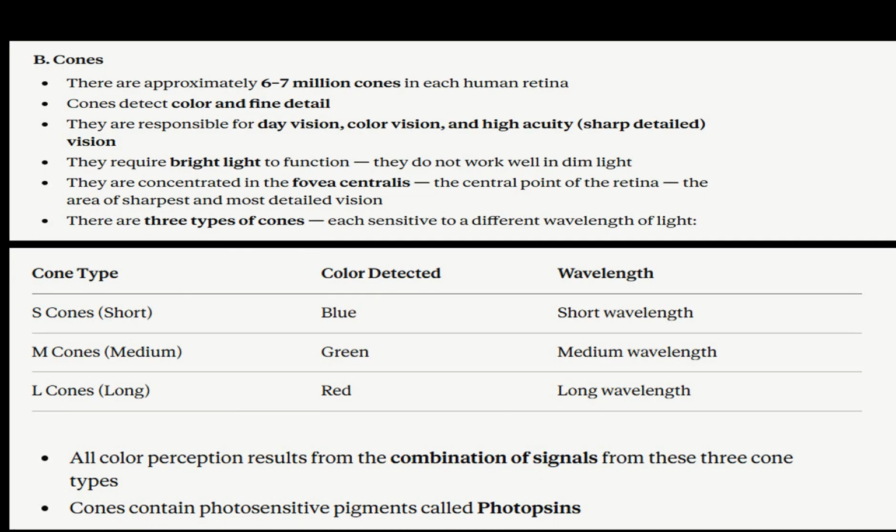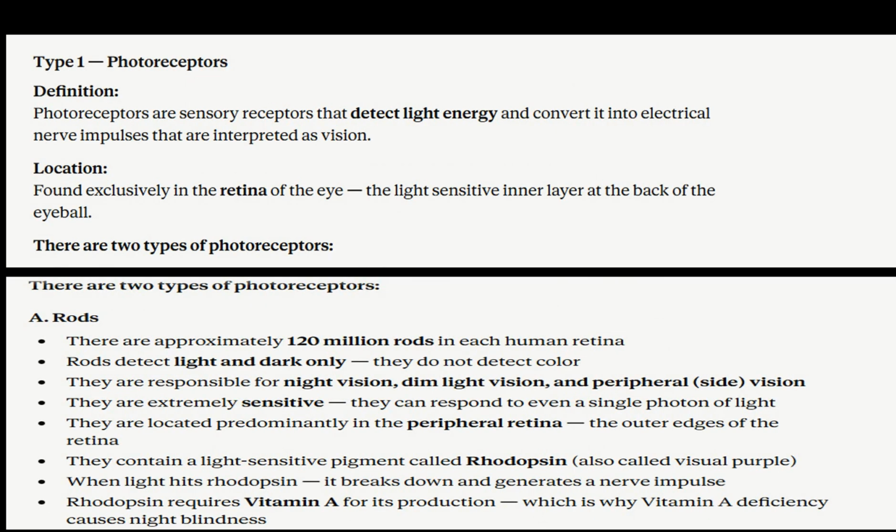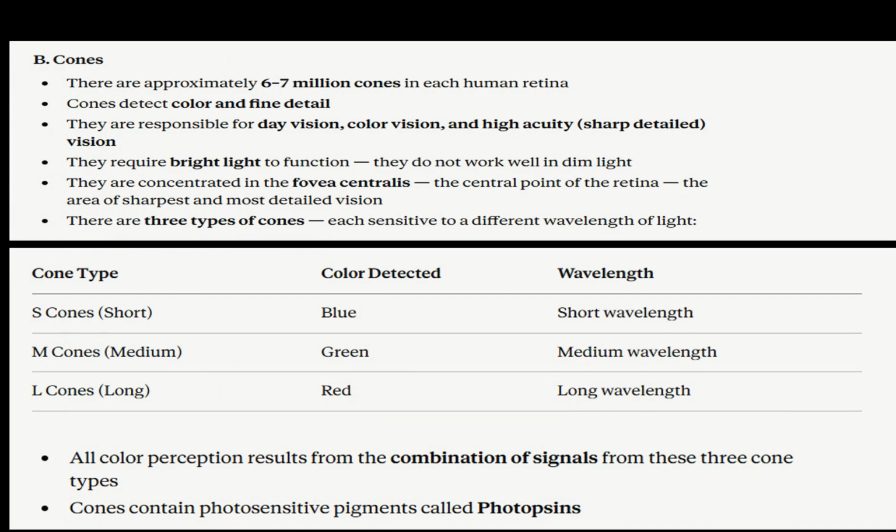Now we have the second thing, that is cones, the second type of photoreceptors. So first we covered rods, now we will cover cones. If we talk about cones, there are approximately 6 to 7 million cones in each human retina. Cones detect color and fine detail.